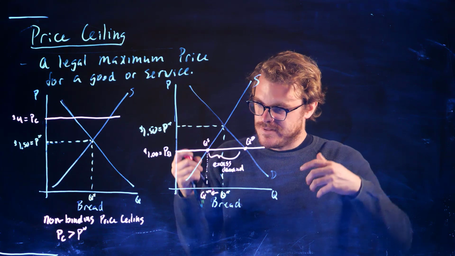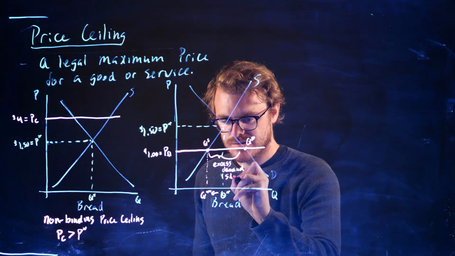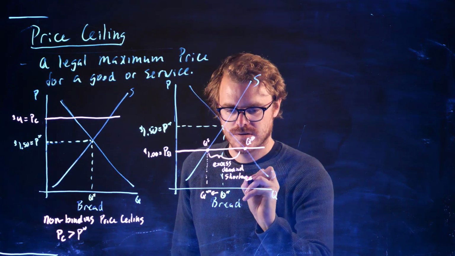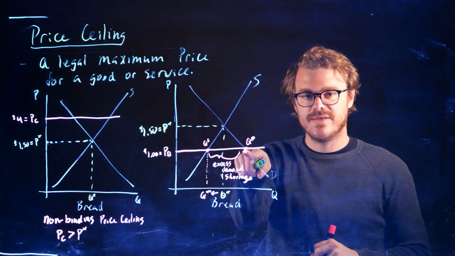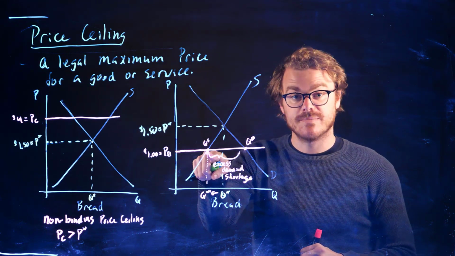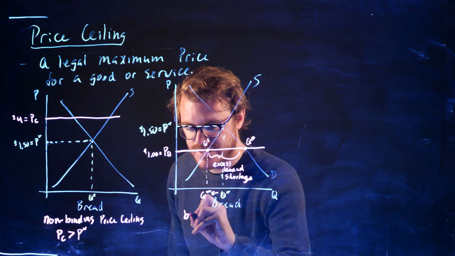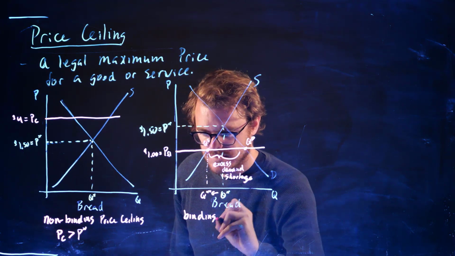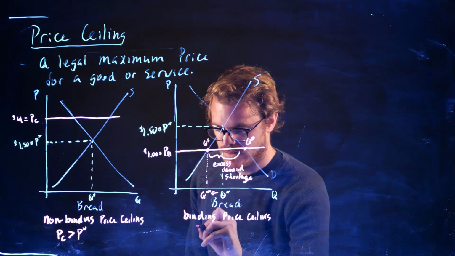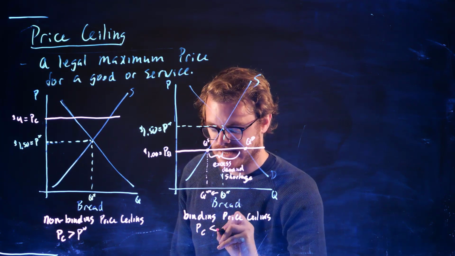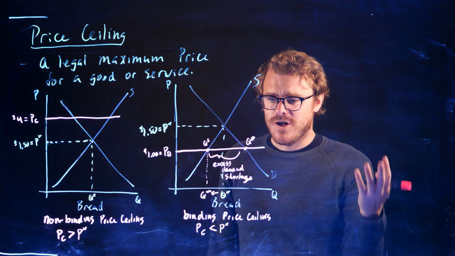And so there's actually going to be a shortage of bread. At $1, people really want to buy this much bread, but only this much is willing to be supplied. So we're going to have this shortage of bread. So this is going to be a binding price ceiling, because PC is less than P star. And we're going to have all these consequences.